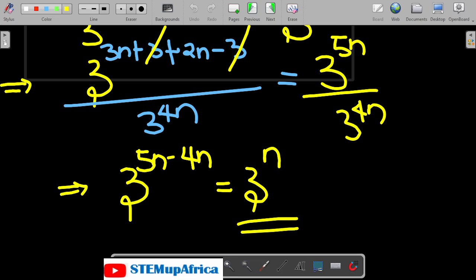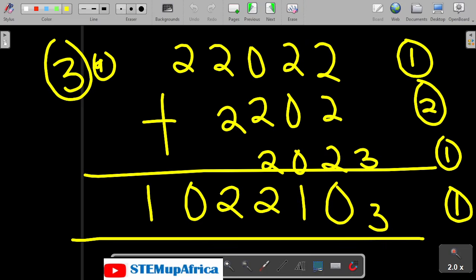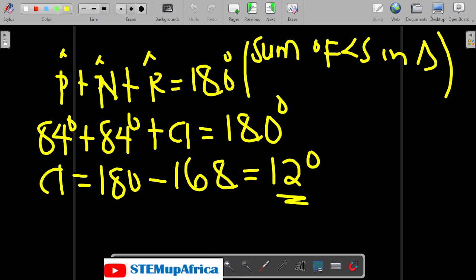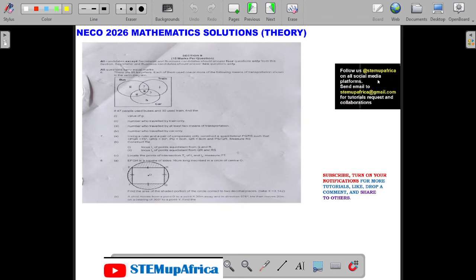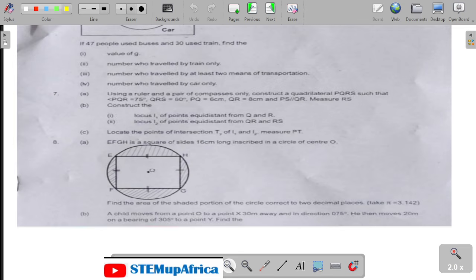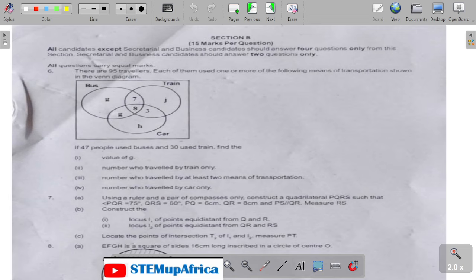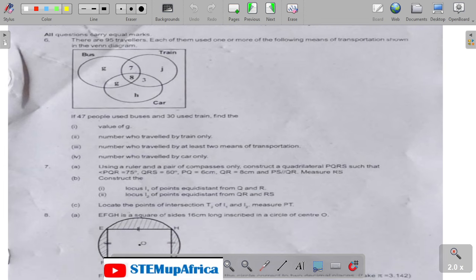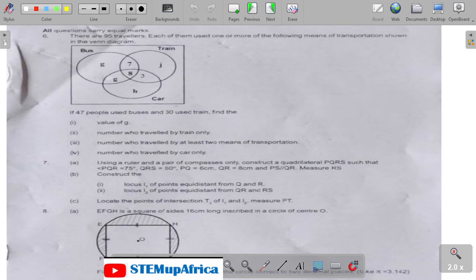Let's go to question 6. See, all questions carry equal marks. It says there are 95 travelers. Each of them uses one or more of the following means of transportation as shown: bus, train, and car. If 47 persons use bus and 30 use train, find the value of g.